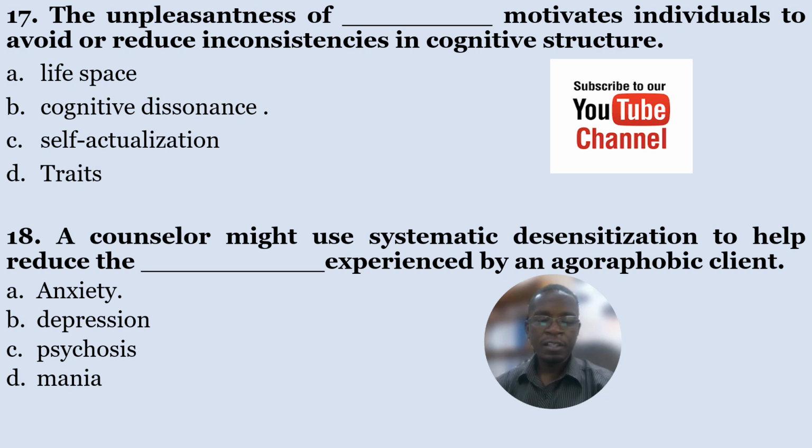Number 17. The unpleasantness of dash motivates individuals to avoid or reduce inconsistencies in cognitive structure. A. Lifespan. B. Cognitive dissonance. C. Self-actualization. D. Traits. The correct answer here is cognitive dissonance. So the unpleasantness of cognitive dissonance motivates individuals to avoid or reduce inconsistencies in cognitive structures.